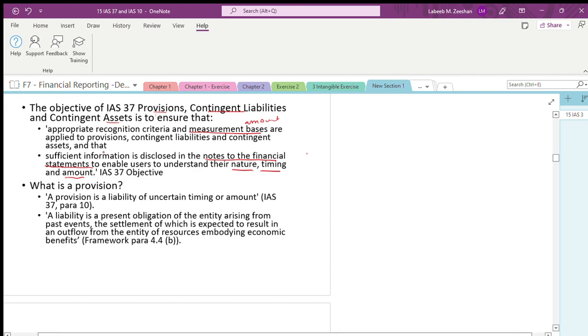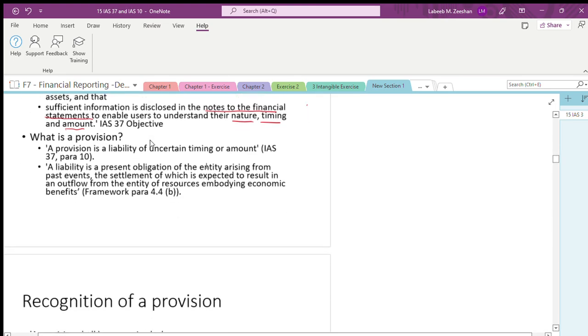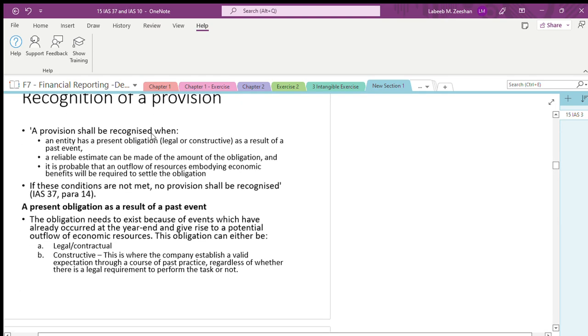A liability is a present obligation. That is the definition of liability. What they say is, a provision shall be recognized. A provision should be recognized as a present obligation, legal or constructive. Legal by law, constructive by agreement.